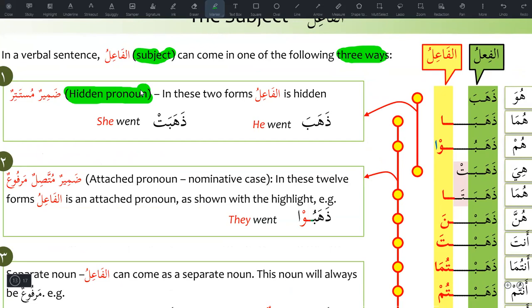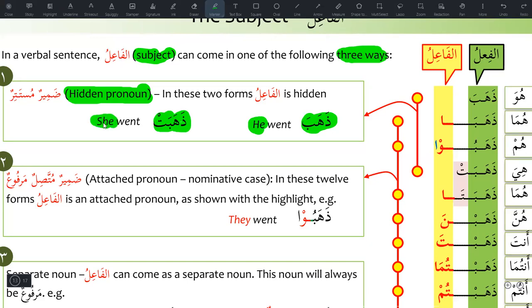This is the first way. A fa'il, a subject, can be a hidden pronoun, like in these two forms. Al-fa'il is hidden, like zahaba, he went. So "he" is hidden here; huwa is hidden in zahaba. Number two, zahabat, she went. "She" is hidden here.